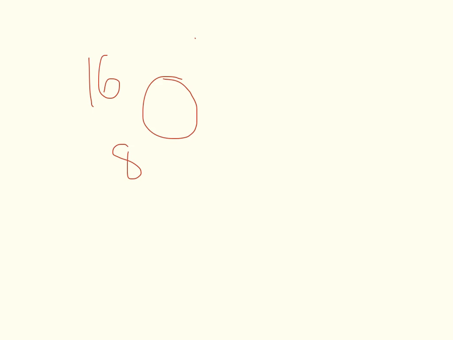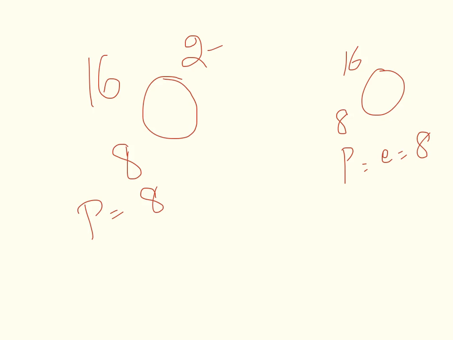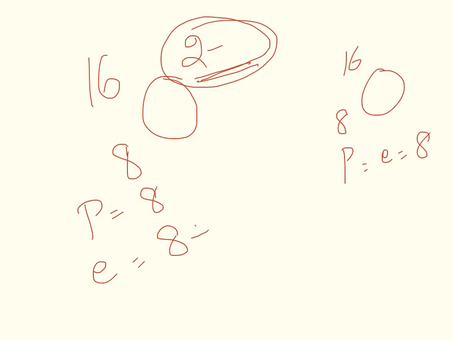And given a species, so say for example oxygen 16,8 -2. If it was oxygen 16,8, you can tell protons equal to electrons equal to 8, right? But in this case, protons will be 8, but electrons will be different. Electrons will be 8 if it was a neutral element, but you can see that 2 electrons have been added. So electrons will be 10.